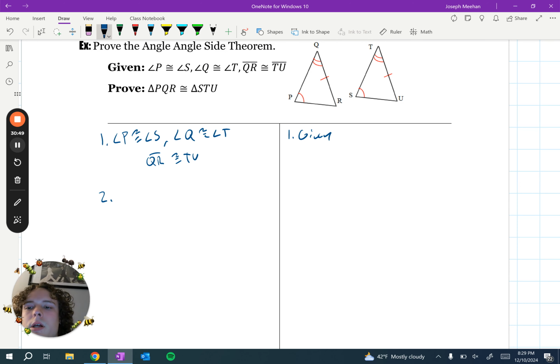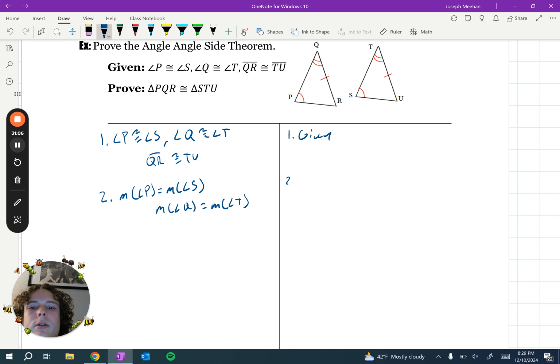Okay, so for step 2, what I want to do is I just want to say, just in case we might need it, angle P, the measure of angle P, equals the measure of angle S, and the measure of angle Q equals the measure of angle T. Just in case we might need it.